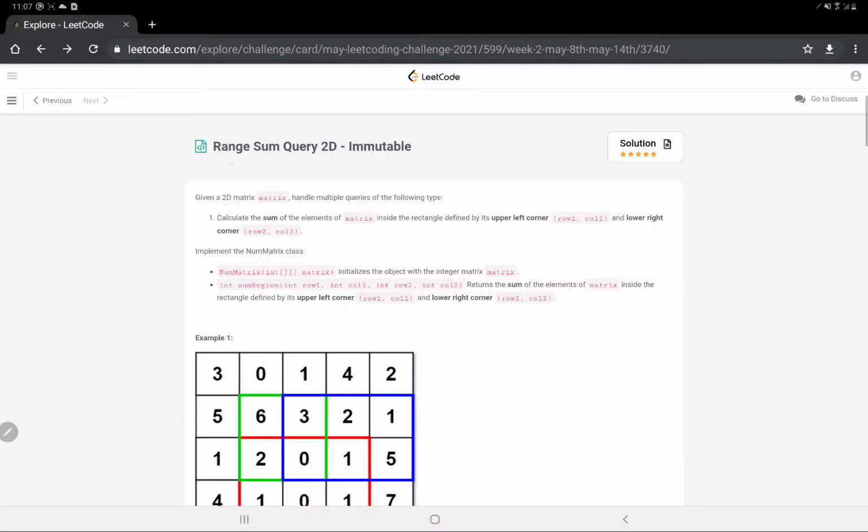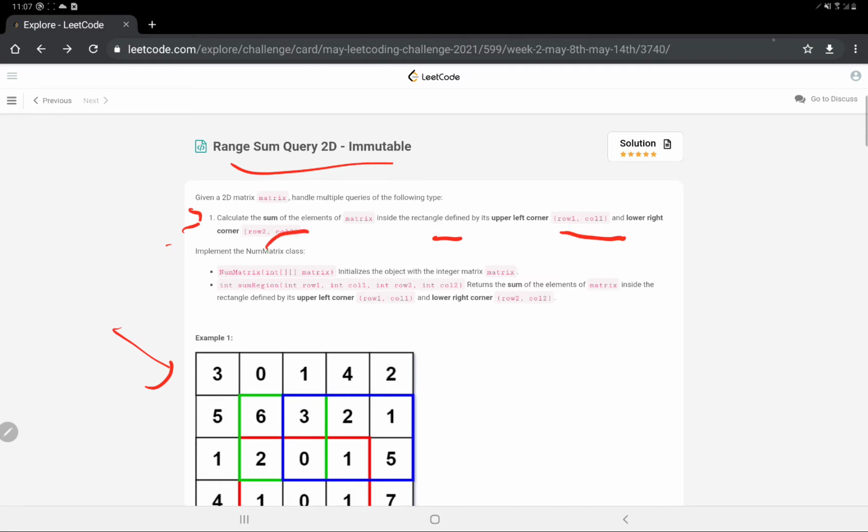And the question for today is Range Sum Query 2D Immutable. Given a 2D matrix, handle multiple queries of the following type. We will be given a 2D matrix and we have to handle multiple queries. The query will be to calculate the sum of the elements of the matrix inside the rectangle defined by the upper left corner and the lower right corner.